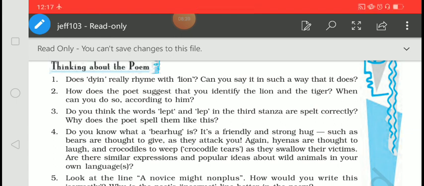Whereas if the animal's body has black stripes on a yellow background, okay, then it is what?